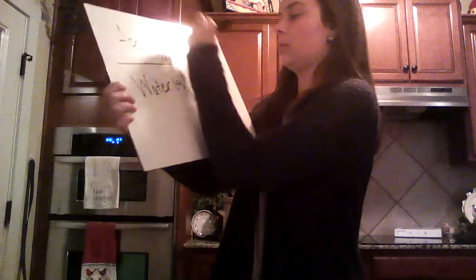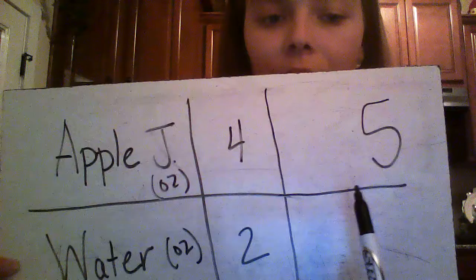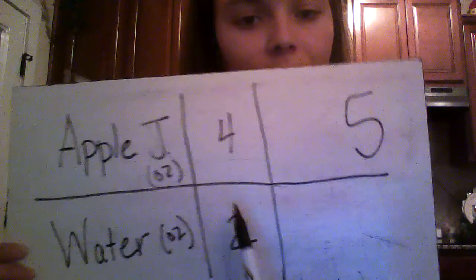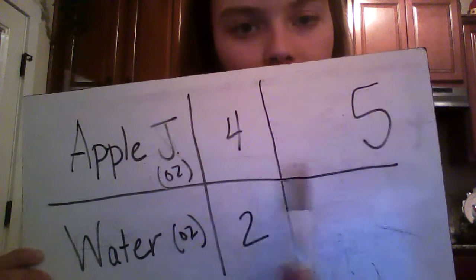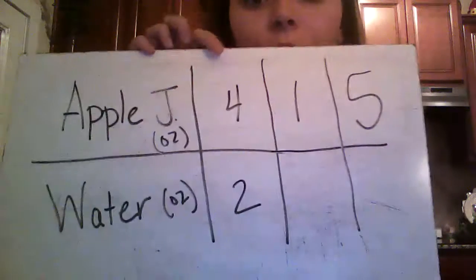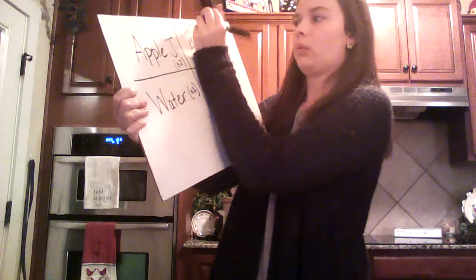Now, what we need to do is go from 4 ounces of apple juice to 5 ounces, and we need to figure out how many ounces of water we're going to have. So the best way to do this, because we can't go straight from 4 to 5 multiplying or dividing, is to go through 1 first and find the unit rate. Okay. So 4 to 1, you do 4 divided by 4, and that is going to give you 1.